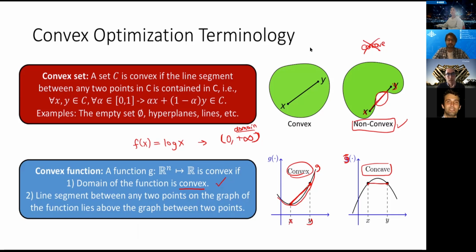Okay. So do you have any questions? Let me see. Is there a reason why concave is used for functions but not sets? As far as I know, there is not.